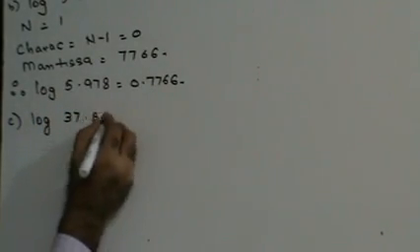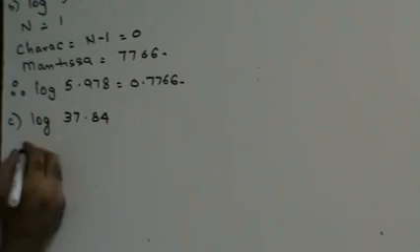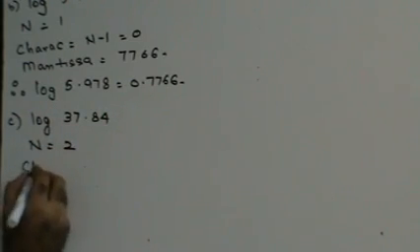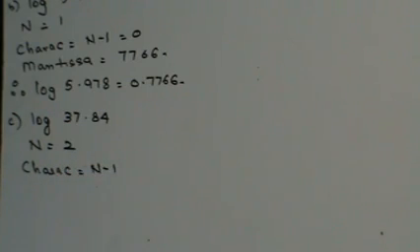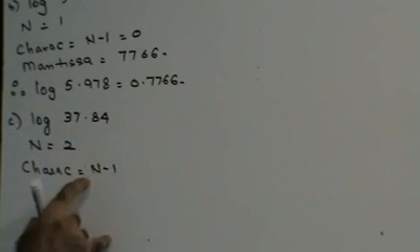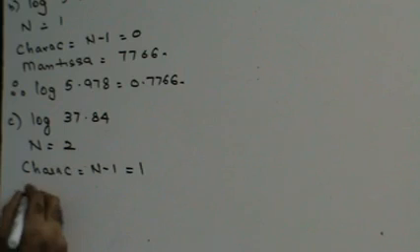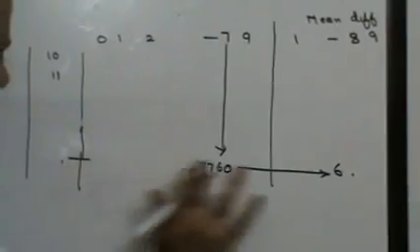Next, let's find out log of 37.84. Count the number of digits before the decimal. The number of digits before the decimal are 2. So characteristic is the number of digits before the decimal minus 1. 2 minus 1, which is 1. Mantissa. How do I find the Mantissa? Guys, I want to find the Mantissa of 3784.